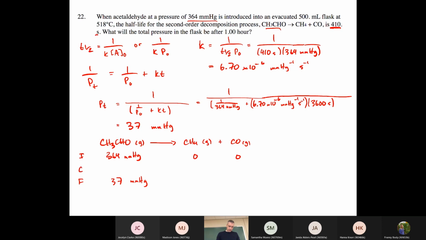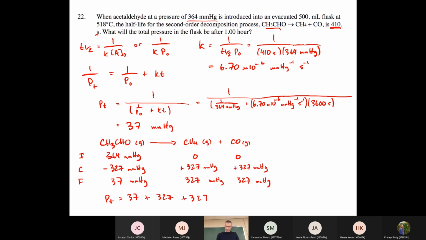So the change here is minus 327. 364 minus 327 is our 37 millimeters of mercury. So that means over on the product side, we have plus 327 and plus 327. So our total pressure is the sum: 37 plus 327 plus 327 equals 691.